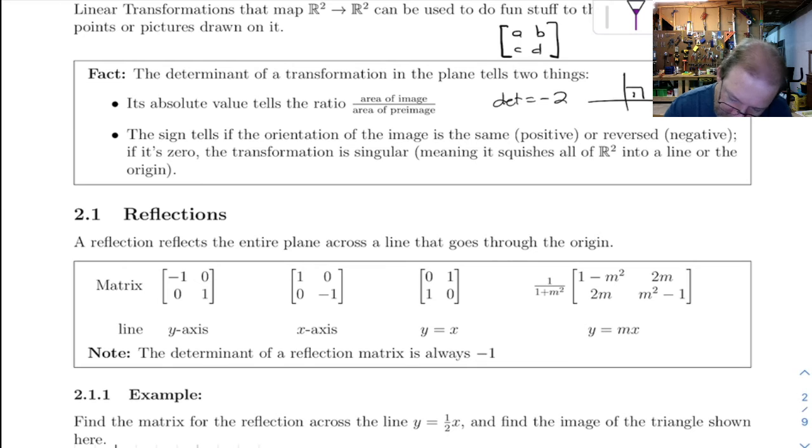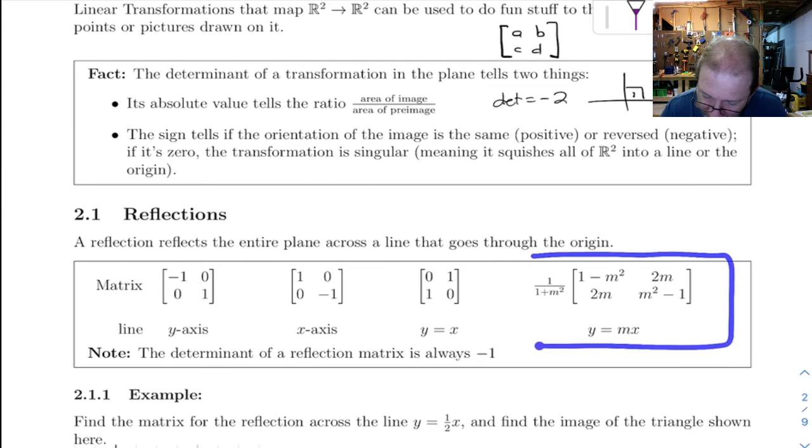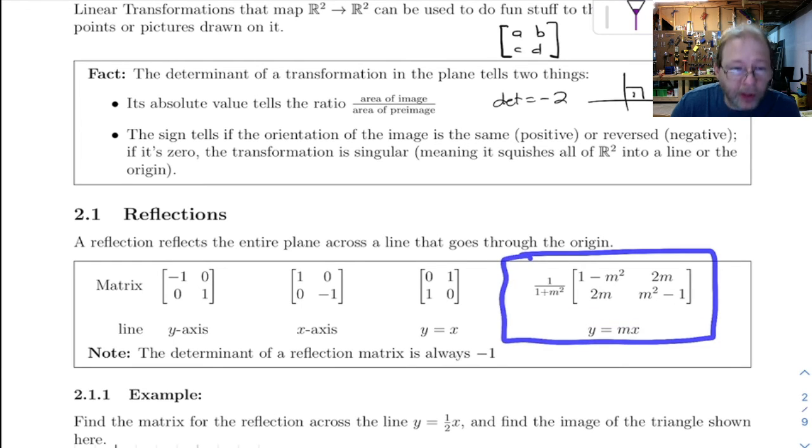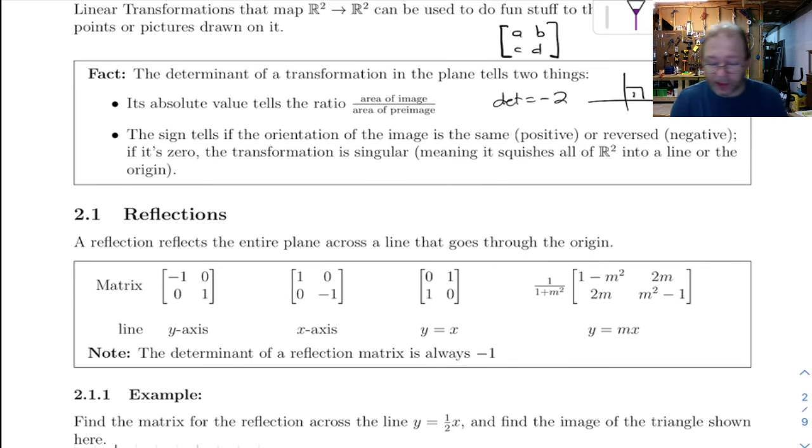This thing down here on the end, though, this is for reflecting about any line y equals mx.